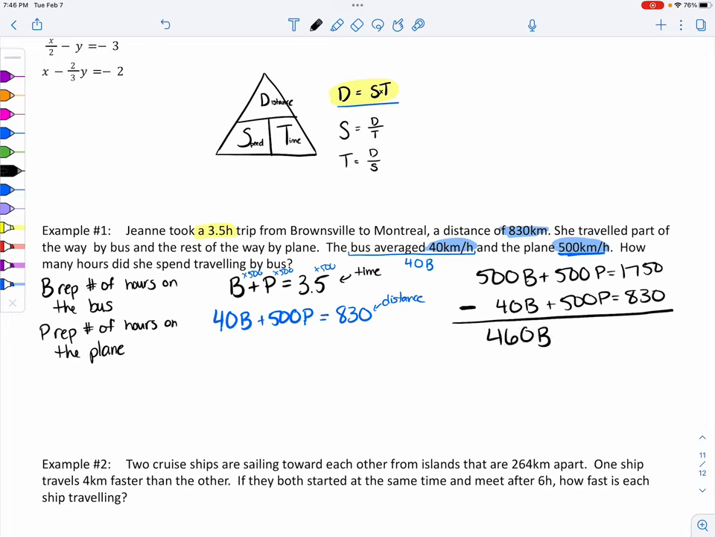If I line these terms up and I subtract them, I can eliminate the p's. I'll get 460b equals 920. Divide by 460, and you get b equals 2. Do you see what I mean there? B is the number of hours on the bus. I've already solved for it, so I don't need to sub it back in to calculate the answer. I am done. Therefore, she spent 2 hours on the bus.